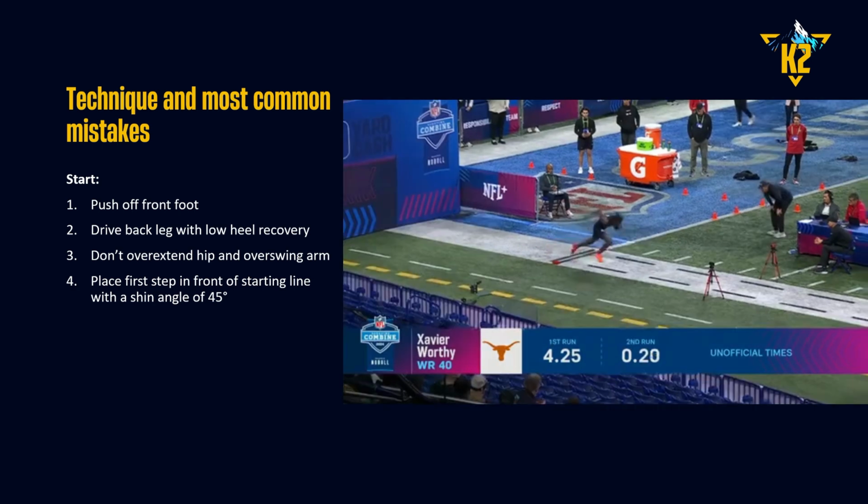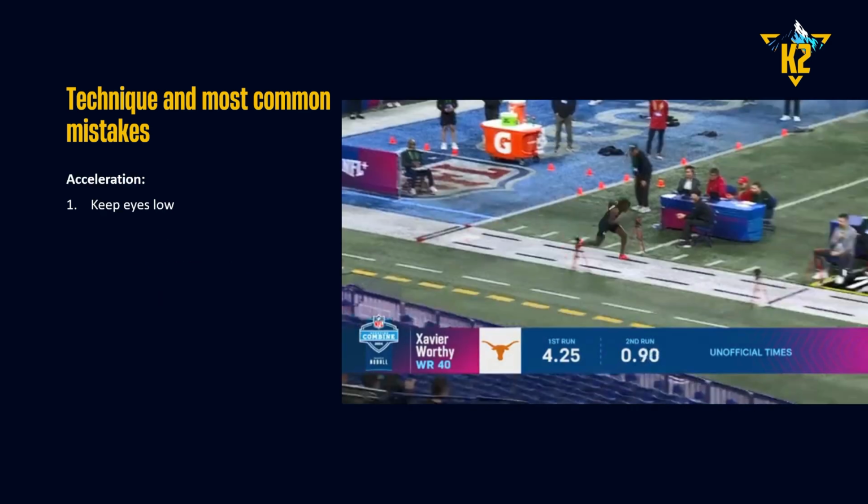The first step should be in front of the starting line, but not too much in front, because otherwise your shin angle will be too upright. You again want to have something around 45 degrees there. For the acceleration, keep your eyes low, because if you look to the front you will get more upright, and you usually want to stay in the acceleration phase for around 10, 15, 20 meters if possible. You're focusing on driving your body. This means pushing forward, pushing into the ground. If you want to compare to some speed drills, this would be the A-skips or also wall drills.